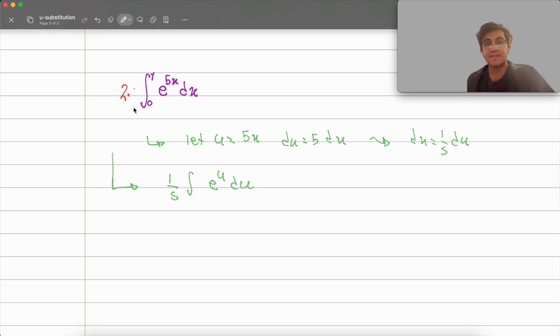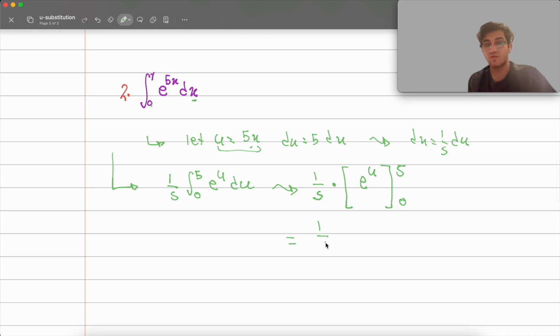Now, these bounds, these limits are in terms of x. Now I have to change it to u. And u is equal to 5x. So the only thing that I have to do is just plug these bounds into this one. So if I plug 0 into this one, I'm going to get 0, and 1 into this one, 5 times 1, it should be 5. So let's evaluate this one. This will be 1 over 5 times the integral of e to the u, which is e to the u, and the integral is from 0 to 5.